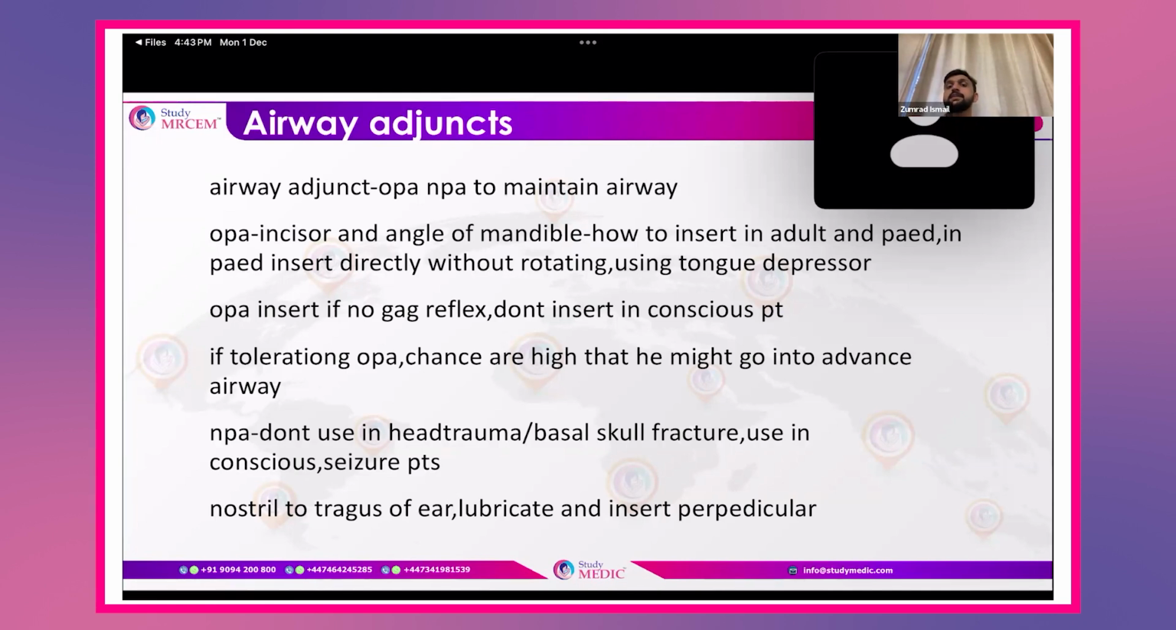But in case of nasopharyngeal airway, we can't use it in head trauma patients or basal skull fracture. And we can use it in conscious patients and seizure patients also. We can use the nasopharyngeal airway because it will be difficult in seizure patients to put an oropharyngeal airway. For the nasopharyngeal airway, we will measure it from the nostril to the tragus of the ear. We will lubricate the nasopharyngeal airway and insert it perpendicular.